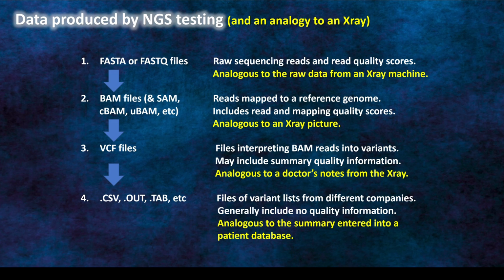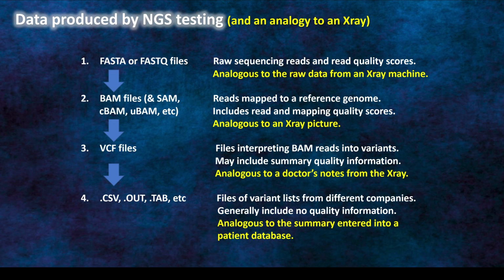Most of the next generation sequencing tests today, at the raw data, will produce something called a FASTA file or a FASTQ file. There are some differences there, but don't worry about that right now. This produces the raw sequencing reads, and it's also got the read quality score, so how well did it actually read the fragment itself. This to me is analogous to the raw data. If you go into the doctor's, you need an X-ray, they take you into the room, they do an X-ray. This is the raw data that comes out of the X-ray machine even before the picture's been produced.